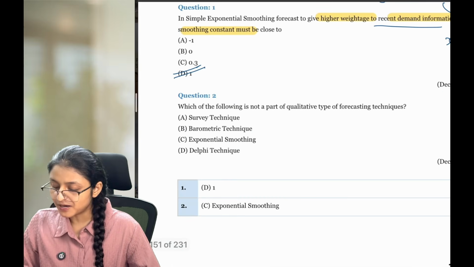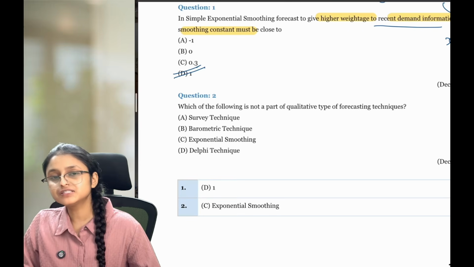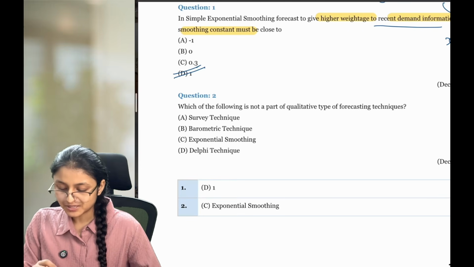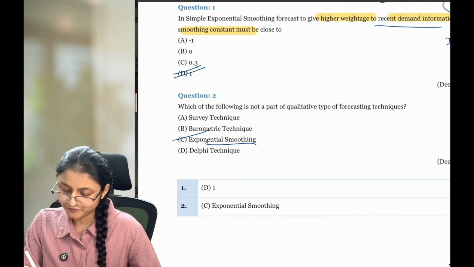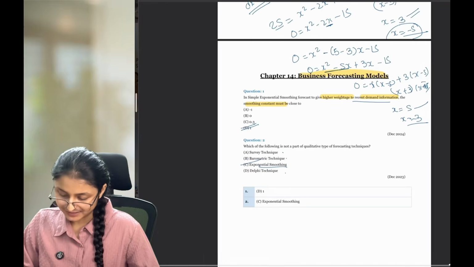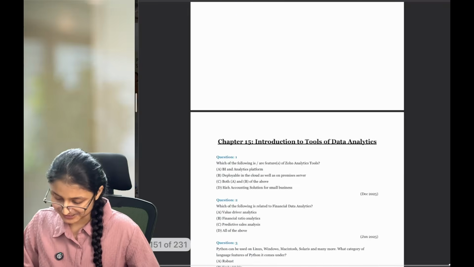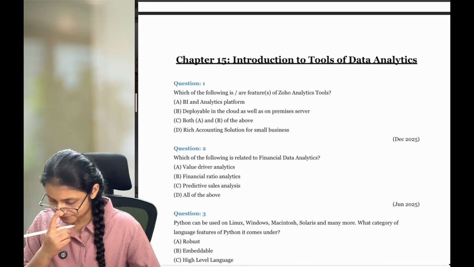Which of the following is not a part of qualitative? Qualitative means here you are not using the numbers. But in exponential smoothing, we use the numbers. Hence, this is not a part of qualitative type of forecasting technique. Others are qualitative techniques only. And with this, chapter number 14 is also completed. We can move forward to chapter number 15.